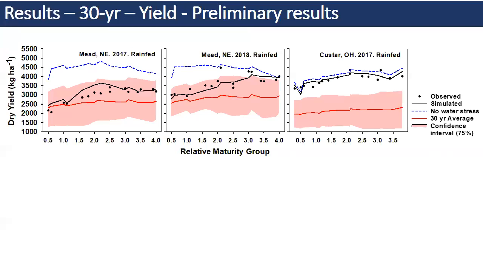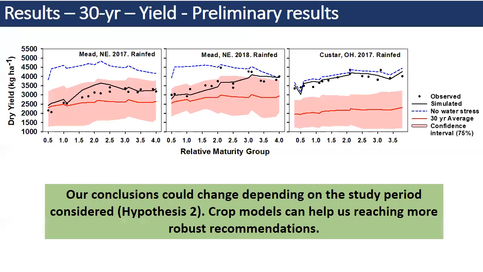But something that was really surprising for us was these sites, that even though we have 30 years and that variability, the results for 30 years were not even close to what we got in 2017. So our conclusions could change depending on the study period considered, supporting our hypothesis too. And we can use crop models to reach more robust recommendations.